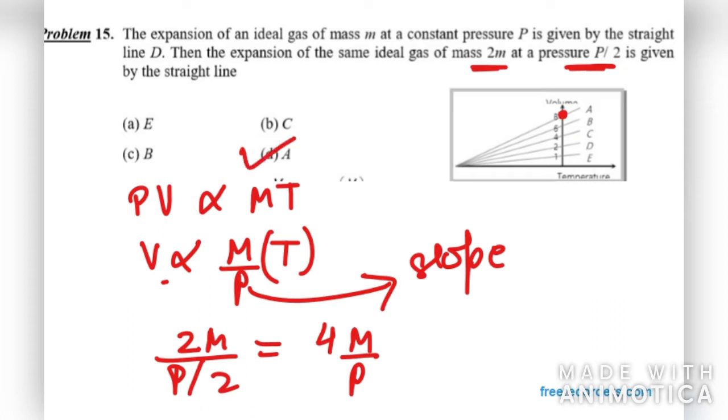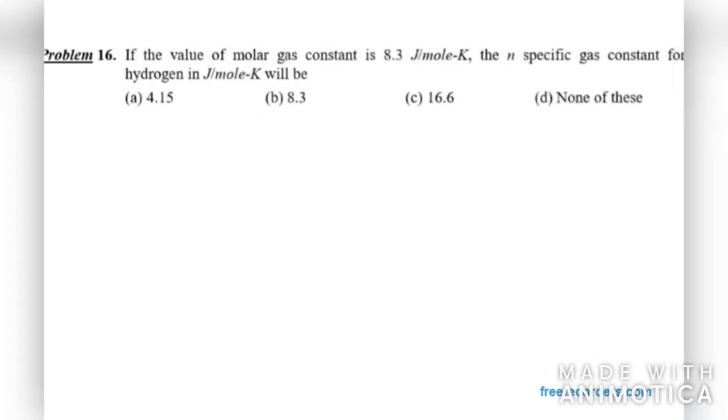Let us move on to problem number 16. It says, if the value of molar gas constant is 8.3 joule per mole Kelvin, then the specific gas constant for hydrogen in joule over mole Kelvin will be.